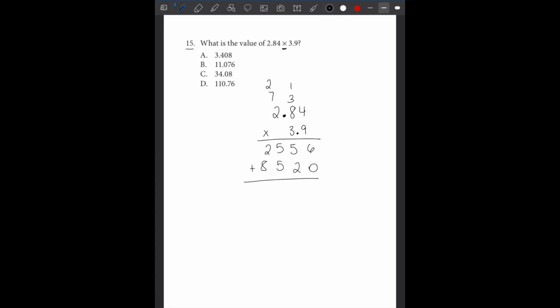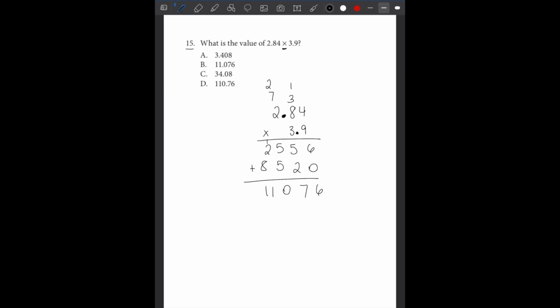We can add a 0 here if we'd like. 6 plus 0, 6. 5 plus 2, 7. 5 plus 5 is 10. 8, 9, 10, 11. So this is our answer right here.